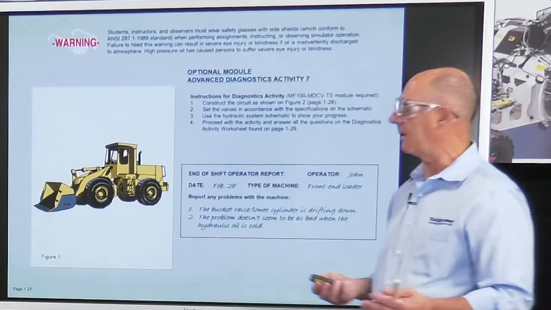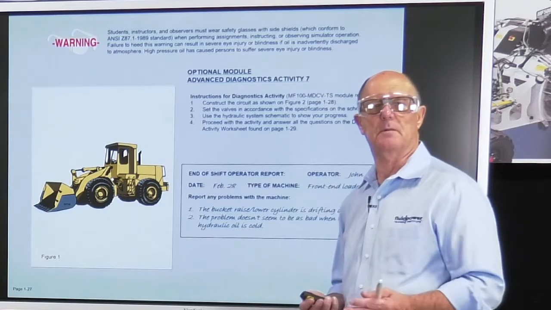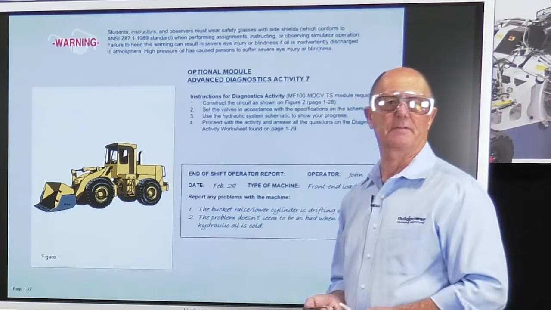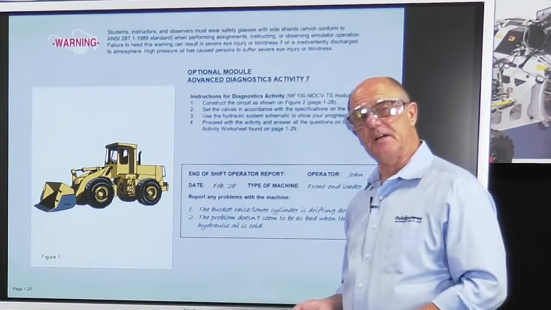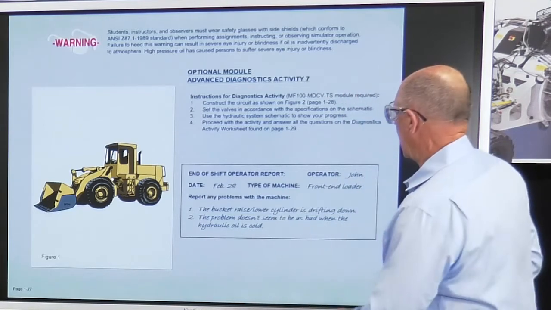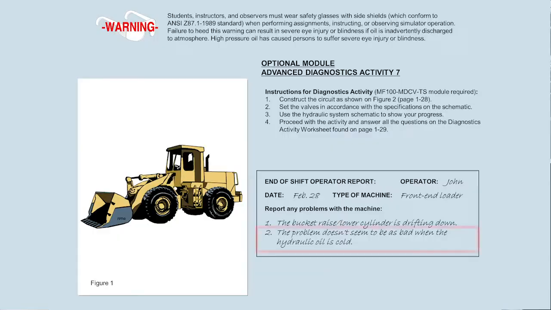So what we did here was take all of the most common problems in a given piece of equipment. In this case, a vertical downdrift on a bucket is a fairly common problem. And then we also said that the operator told us that the problem doesn't seem to be as bad when the hydraulic oil is cold.